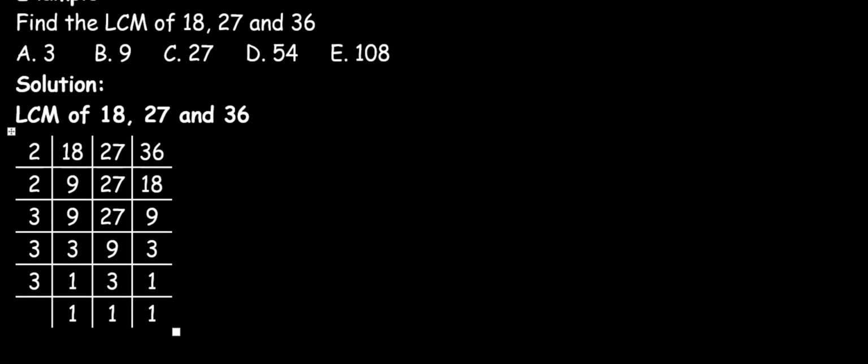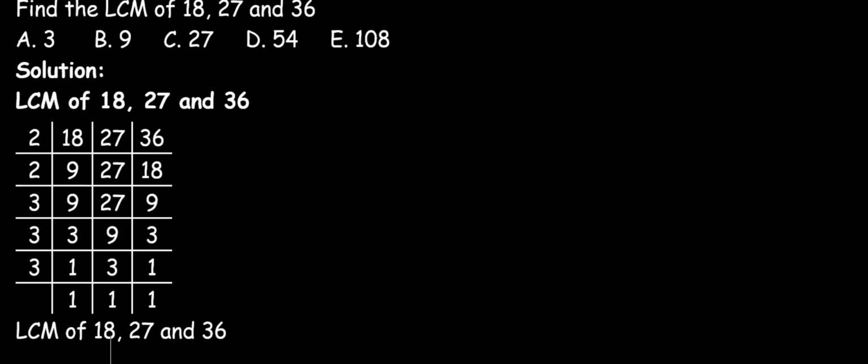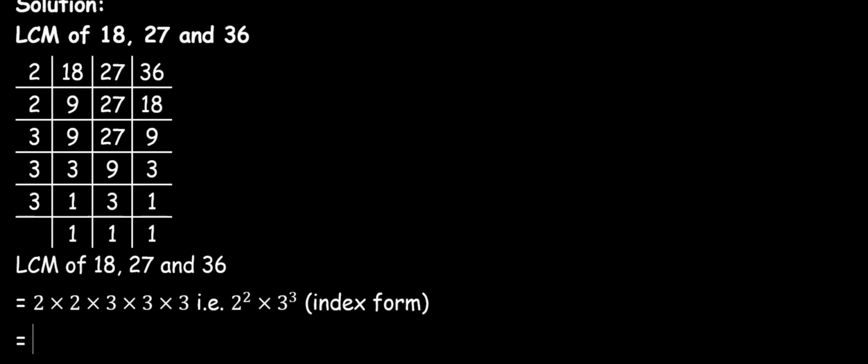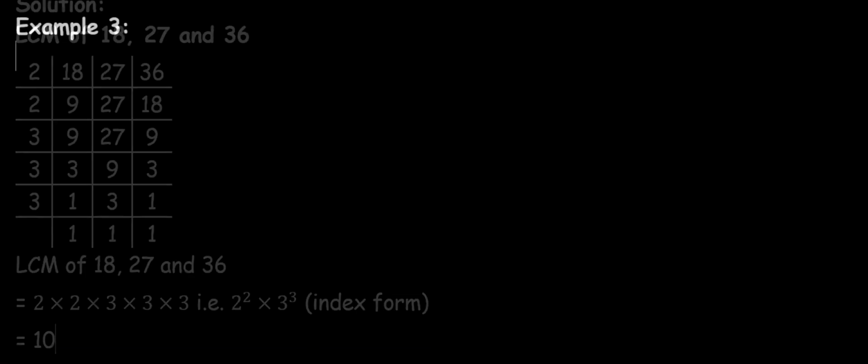So we can conveniently say the LCM of 18, 27, and 36 is equal to 2 times 2 times 3 times 3 times 3. That is, in index form, 2 raised to power 2 times 3 raised to power 3. Our resultant value is equal to 108.